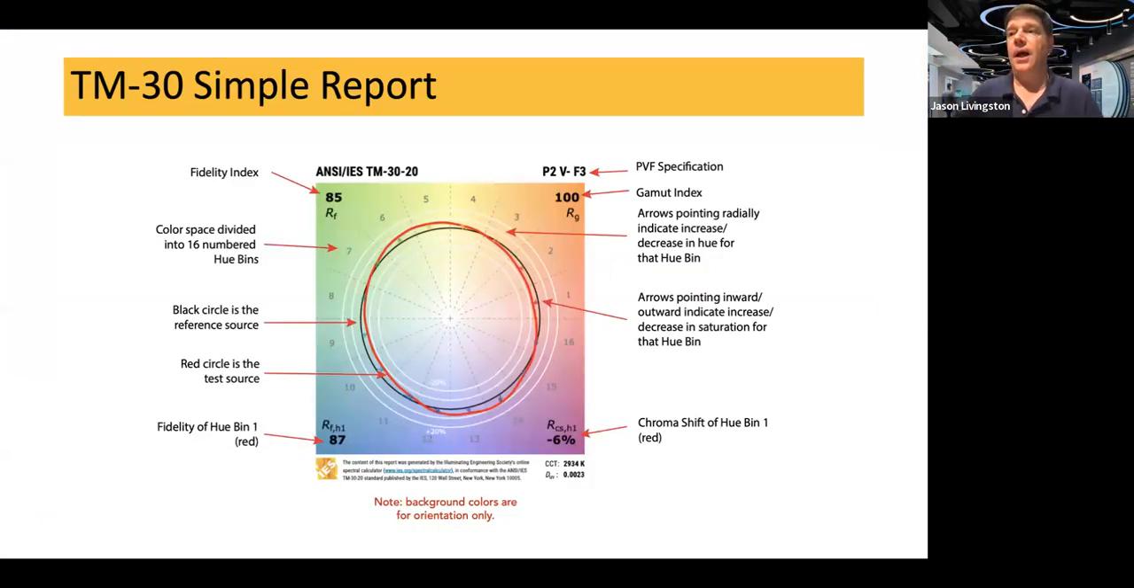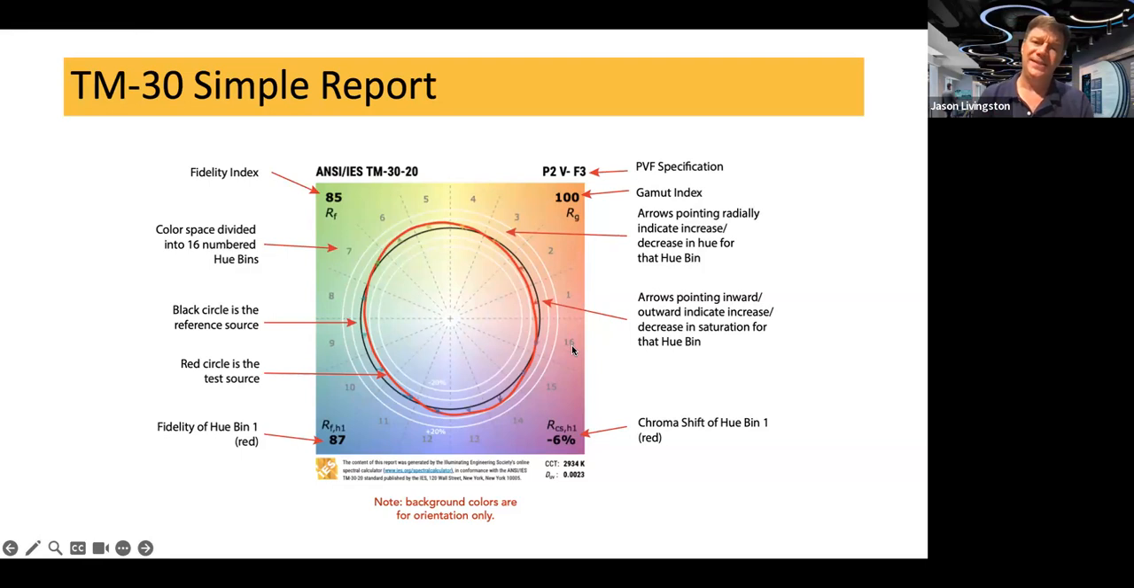Within TM30, it automatically spits out 3 separate reports that manufacturers can publish. The simple report, which is this, is conceived of as maybe a quarter of a page in a cut sheet. So let's walk through this relatively quickly. We've got this colored background for reference. You can see that colored background is broken into 16 pie wedges, and those wedges are numbered, right? So we can see that hue bin 1, or wedge 1, is there on the right, just above the horizontal axis. That's where reds are located.